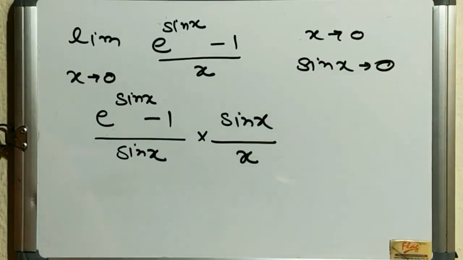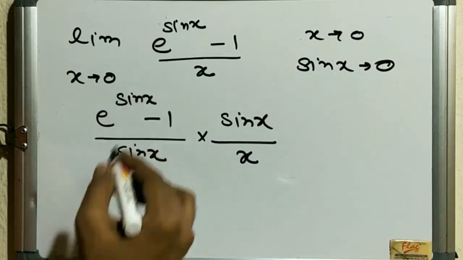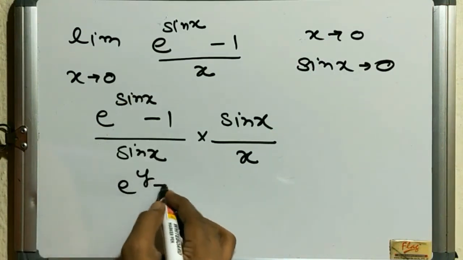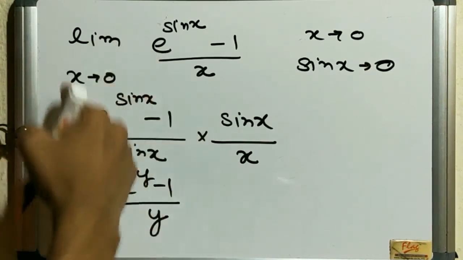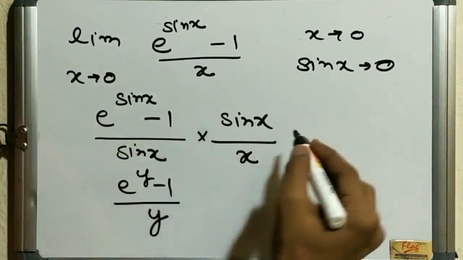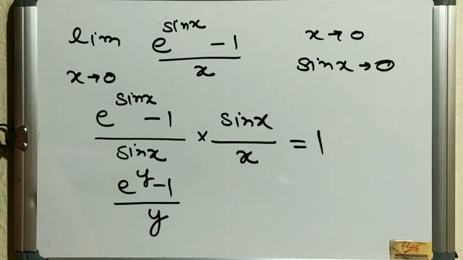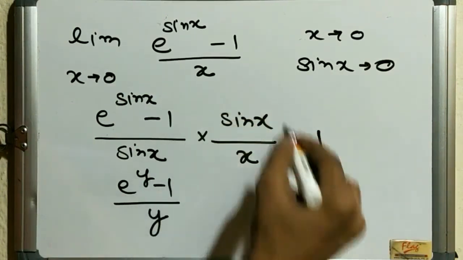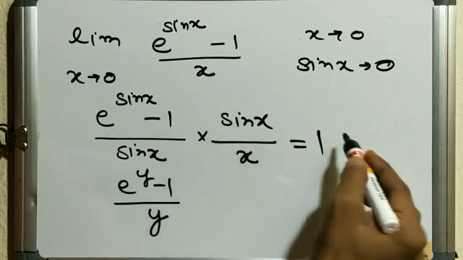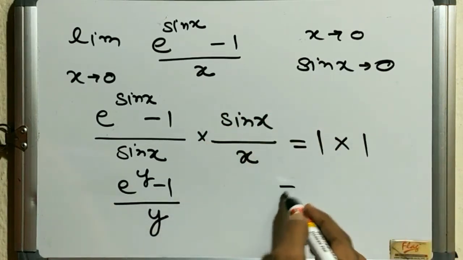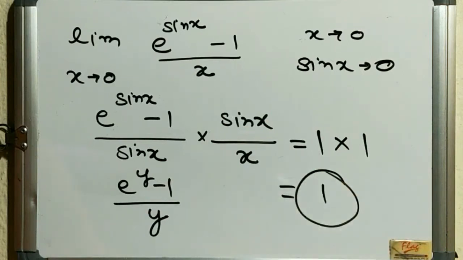So this particular expression is like (e to the power y minus 1) divided by y. So the value of this expression, when y tends to 0, will be equal to 1. Similarly, this particular expression is like sin x by x when x tends to 0, which is equal to 1. So the total value will be 1.